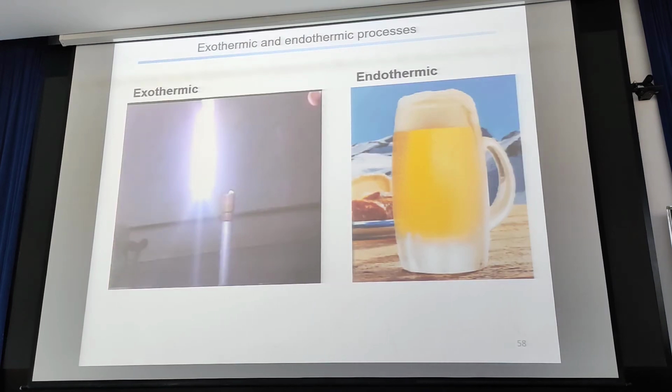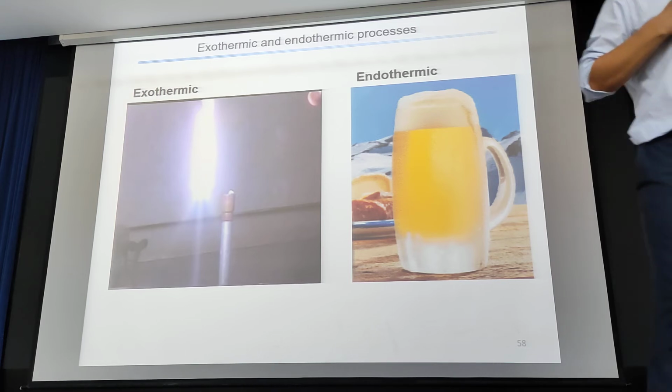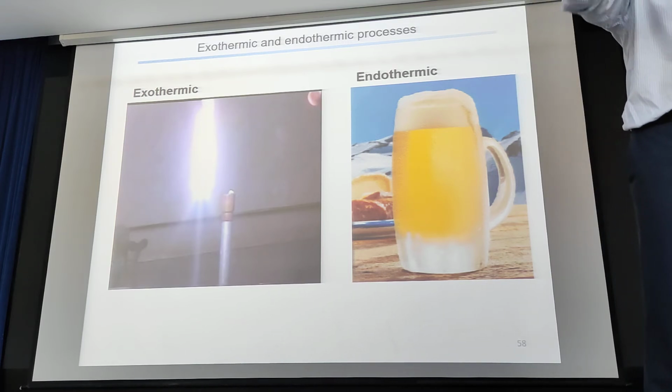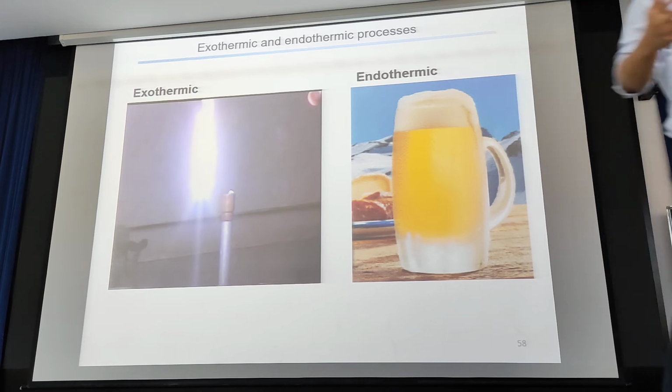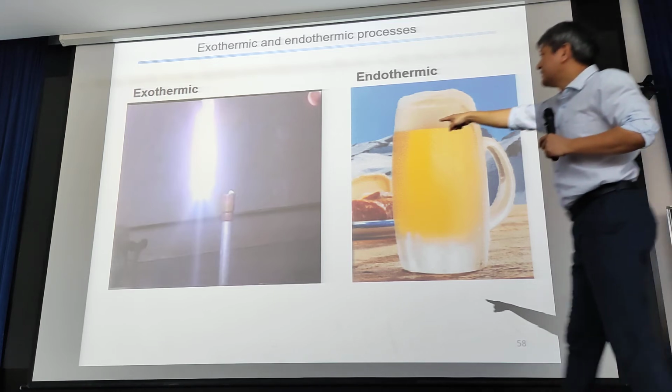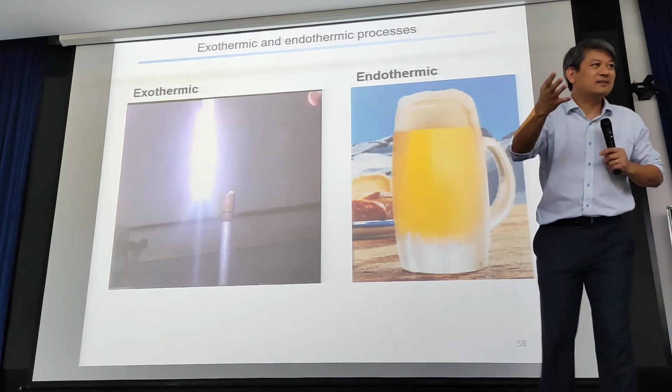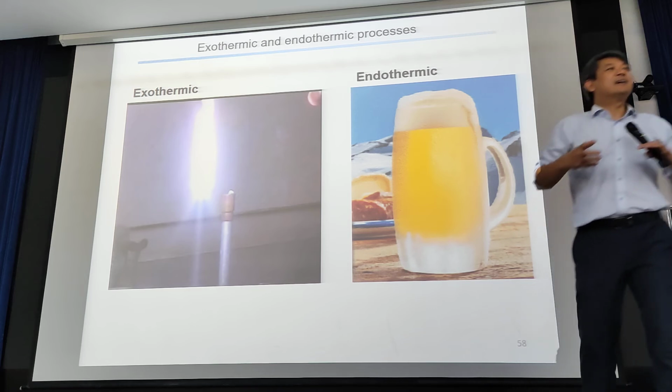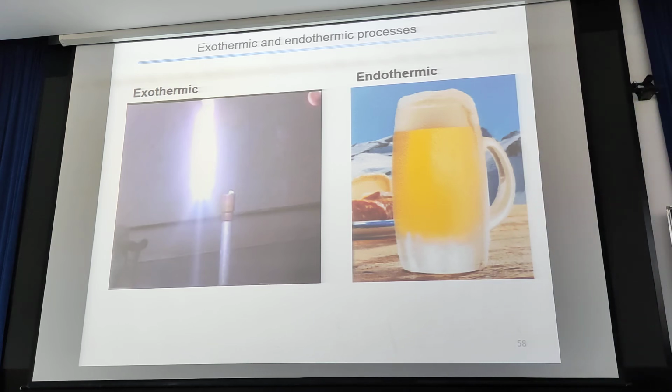So when you have a process, you have two types: exothermic and endothermic. Exothermic means the process will release heat to the environment, and endothermic means the process will absorb heat from the environment. Okay? So when you burn gas, it's exothermic. When you have a cup of beer, it's endothermic.